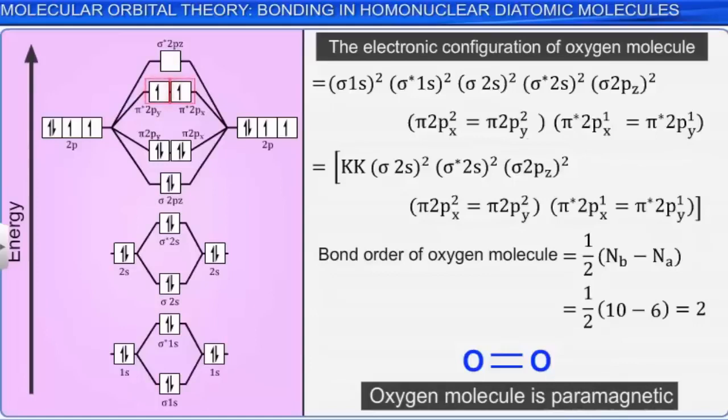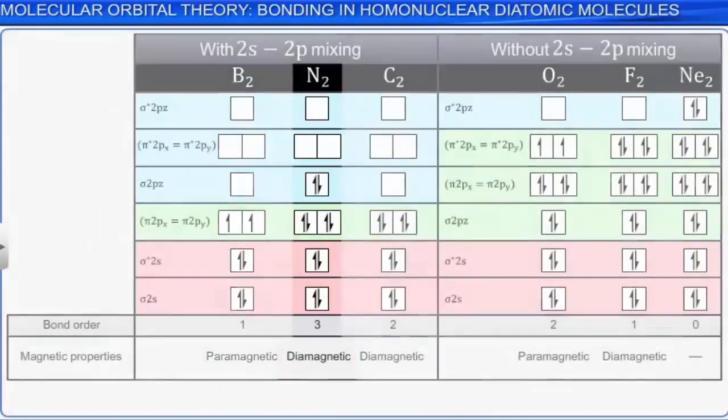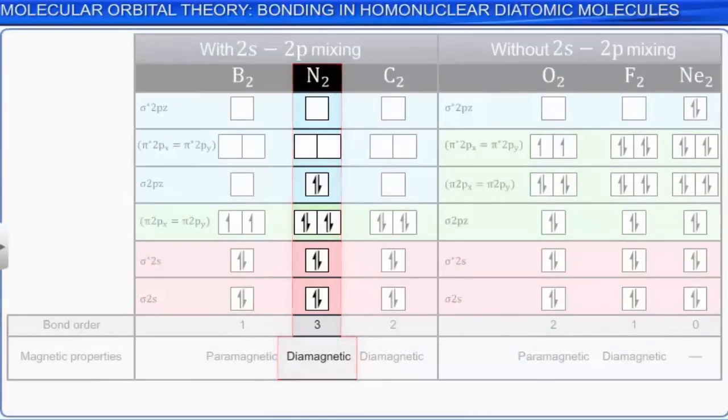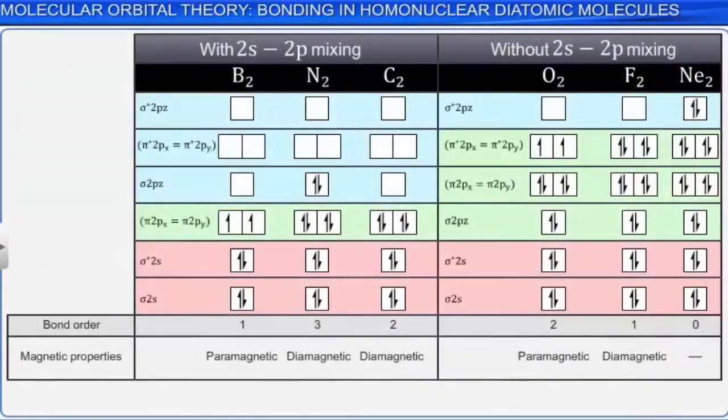Similarly, the electronic configurations of other homonuclear molecules such as boron, nitrogen, fluorine and neon are shown here, from which bond order and magnetic property can be calculated, as given in this table.